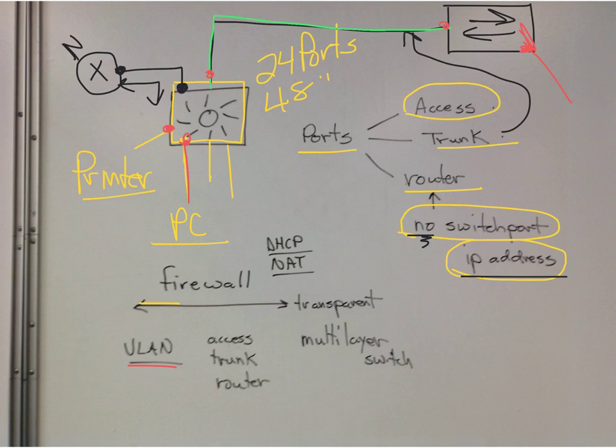And then somewhere we talked about firewalls. And connect to a firewall. Firewalls can do DHCP and NAT. VLANs we talked about. Access ports, trunk, or router in terms of doing this in a multi-layered switch.